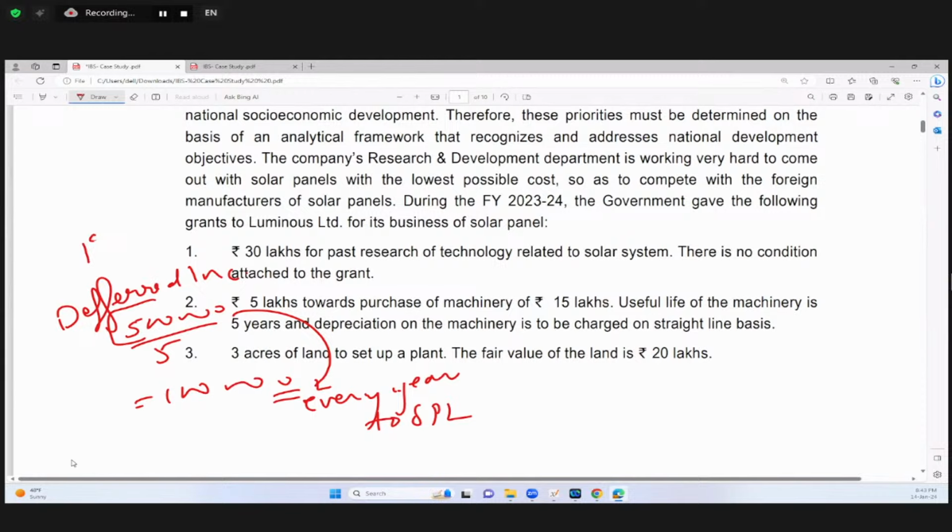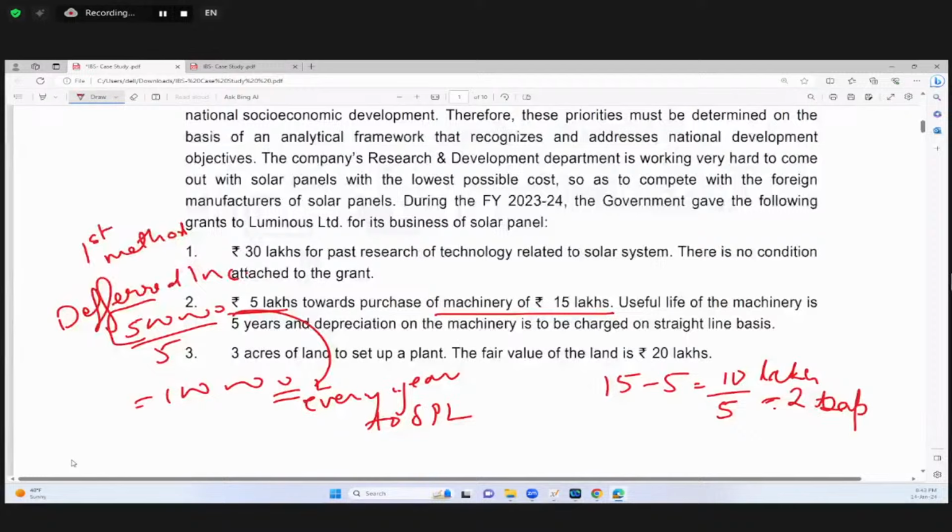And in the second method, what will happen? In the second method, since this grant has been provided against your non-current asset, with respect to that asset we can reduce the cost of the asset. So in this question, the cost of the machinery is 15 lakhs and the grant is provided for rupees 5 lakhs. So we can reduce the cost of 15 lakhs by rupees 5 lakhs. So 15 minus 5 lakhs, 10 lakh will be recognized in your books as the cost of the asset. And this 10 lakh will be depreciated for 5 years. Every year, 2 lakh depreciation will be charged.